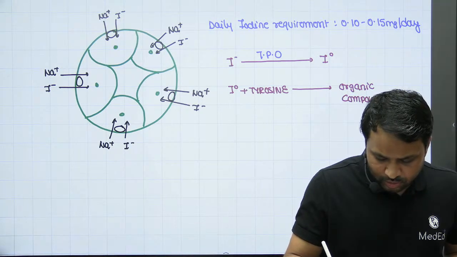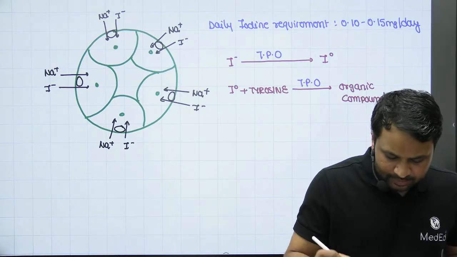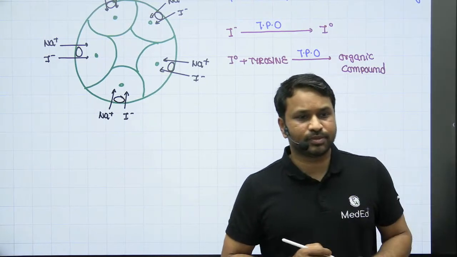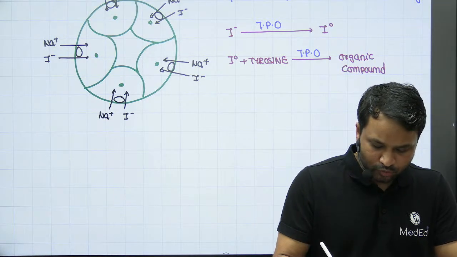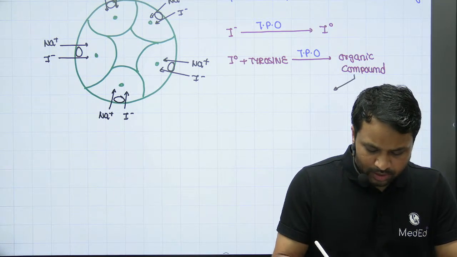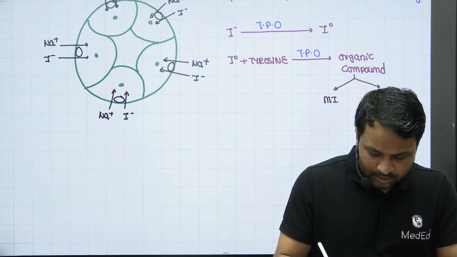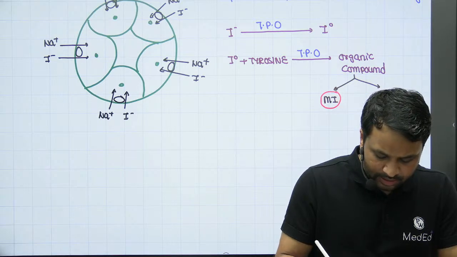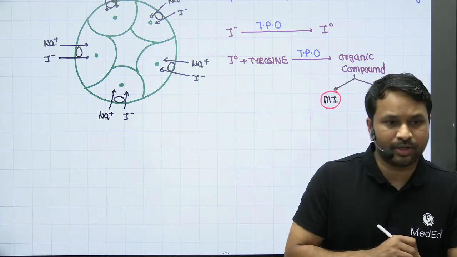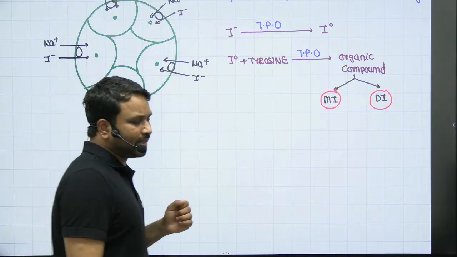This will result in the development of an organic compound. Again, this is also catalyzed by the enzyme thyroperoxidase. Now, this organic compound which is formed is going to exist in two forms, like a dimer. One is the monoiodo form, another is the diiodo form. Monoiodo basically means a single iodine. Diiodo means there are two iodine molecules present, right? So it exists in the monoiodo and the diiodo form.